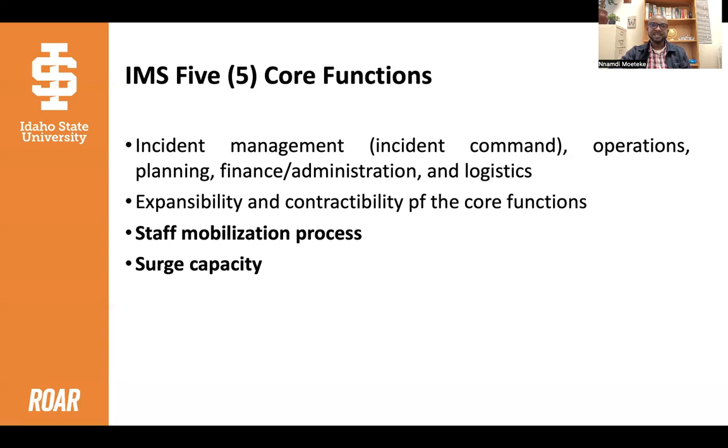So this flexibility is supported with the staff mobilization process, which brings in the necessary number of people with the right skills and experience to work on a response in a timely manner. And so during an outbreak response, surge capacity is the ability to draw on additional resources to sustain operations and increase capability.